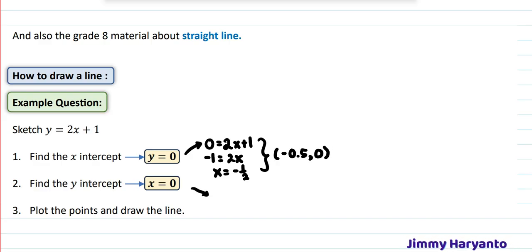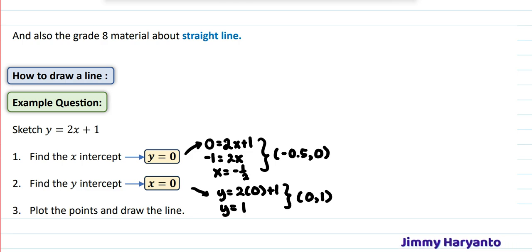And then for the y-intercept, you only have to substitute x equals 0. So y equals 2 times 0 plus 1. That means y equals 1. So the y-intercept will be (0, 1). And then you have to plot the points and draw the line.